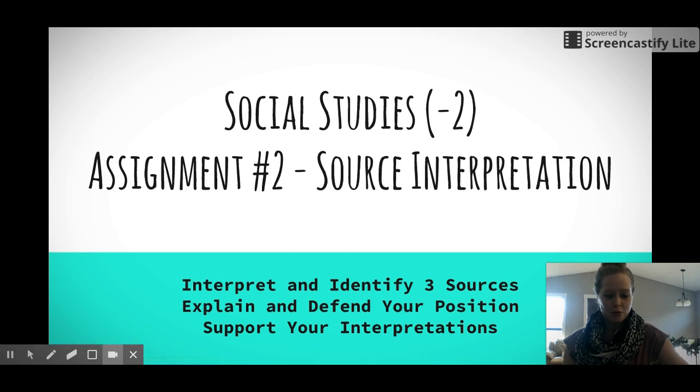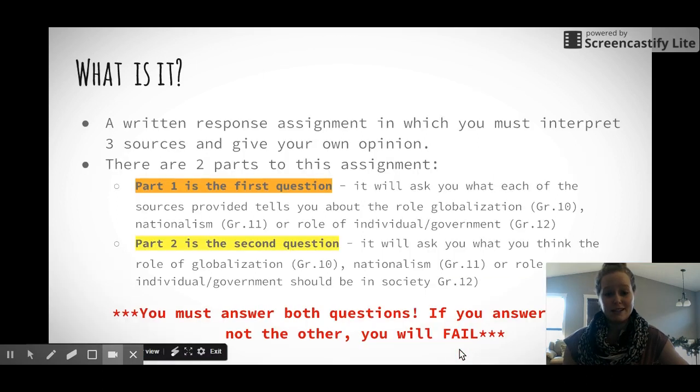Hello, social studies students. So we are going to go over how to write a source interpretation, or Assignment 2, in social studies. For this type of assignment, you will have 3 sources that you are going to analyze, as well as connect your own opinion to these sources. So let's take a look at what it is.